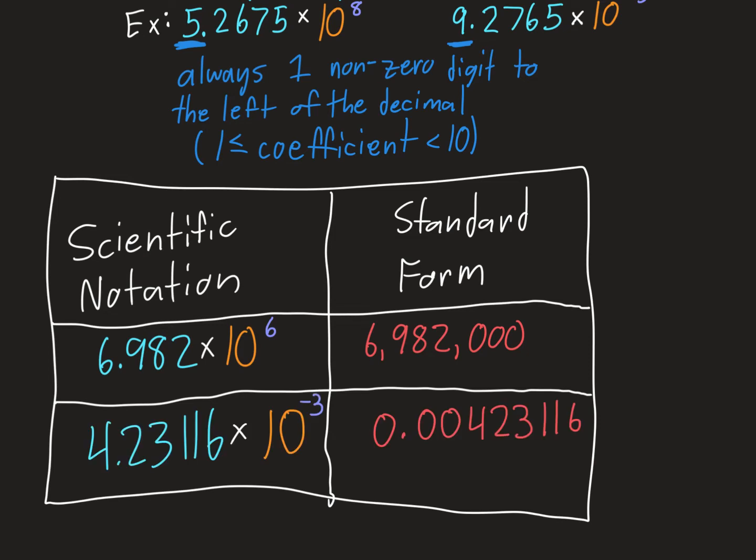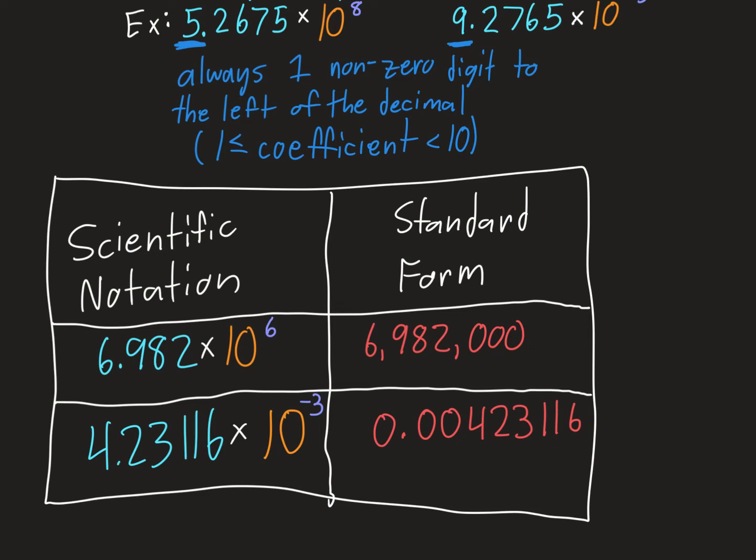Well, let's look at the example 4.23116 times 10 to the minus 3. Remember how we said when we were talking about the properties of exponents that a negative exponent is the same thing as dividing by that number to the positive exponent. That's very important. So let's do that, and we get 0.0042316. So having a negative exponent moved our decimal 3 places to the left.